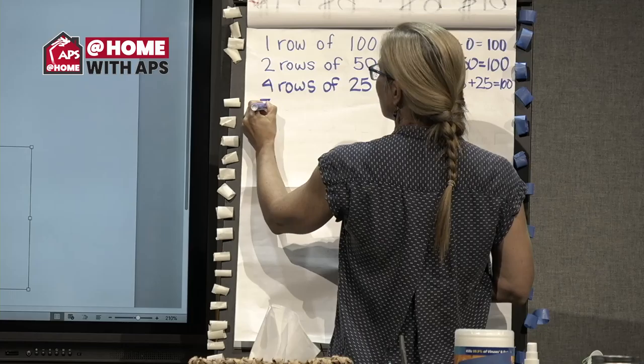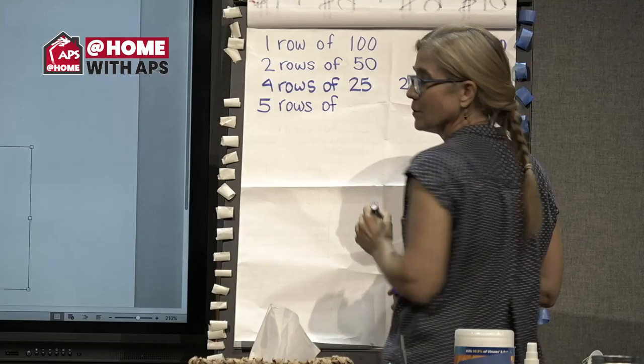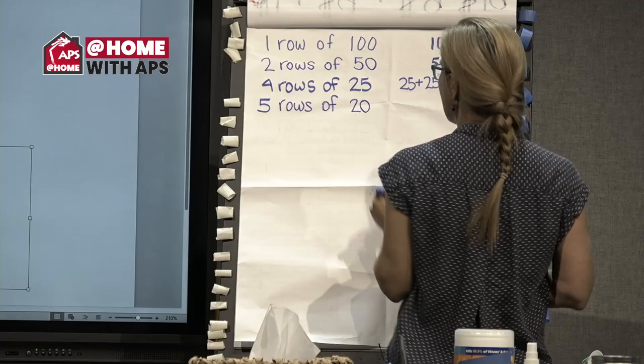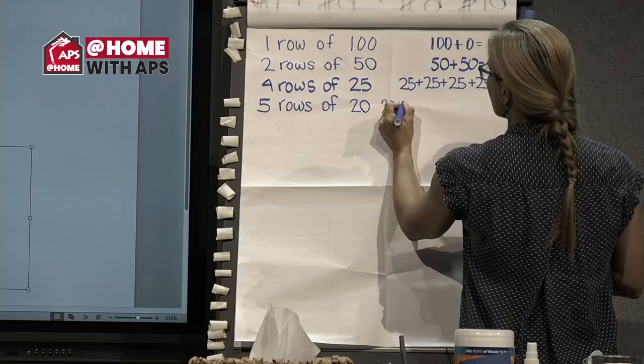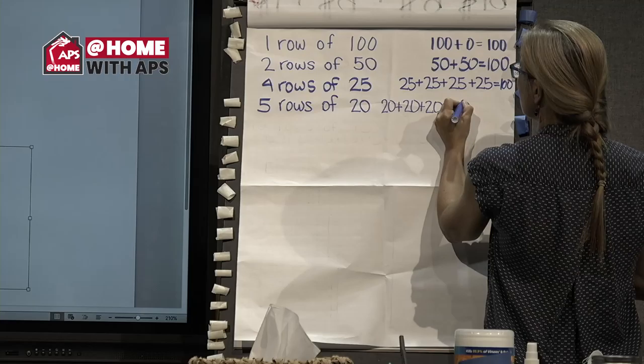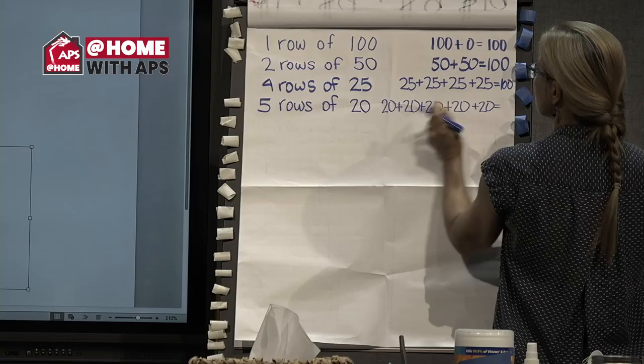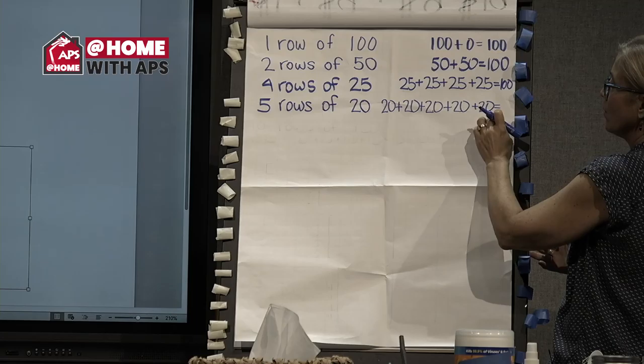Five rows of, do you remember how many? 20. Do you think that still makes 100? Let's see. 20 plus 20 plus 20 plus 20, plus 20, 5 rows of it. So 20 and 20 is 40, 60, 80, 100.